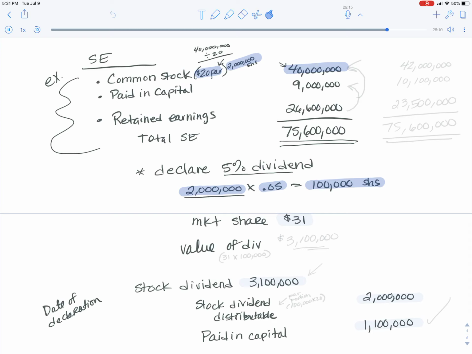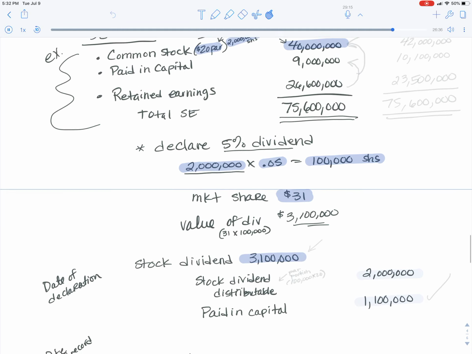So here's how that would work out. Well, we'd look at what's the market price. It's selling in the stock market for $31 per share. So $31 per share times 100,000 shares. That's how much our dividend is. The value of our stock dividend is $3,100,000.